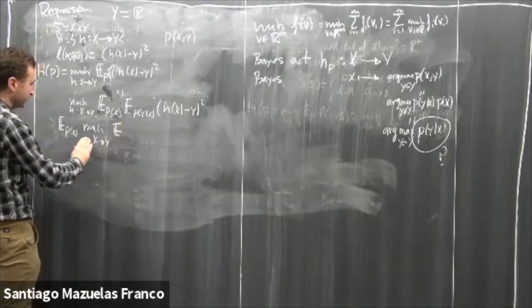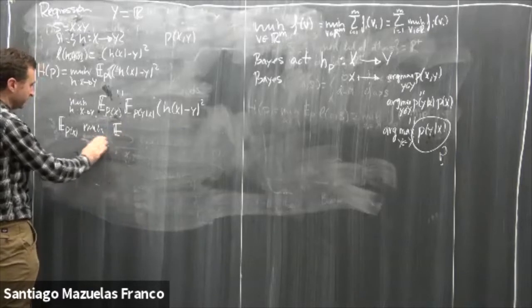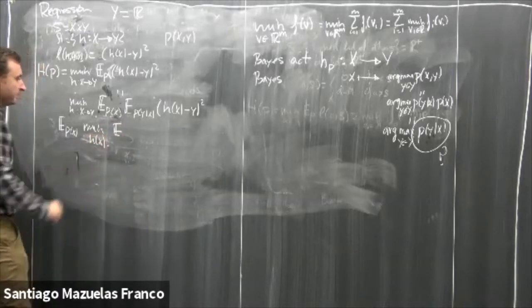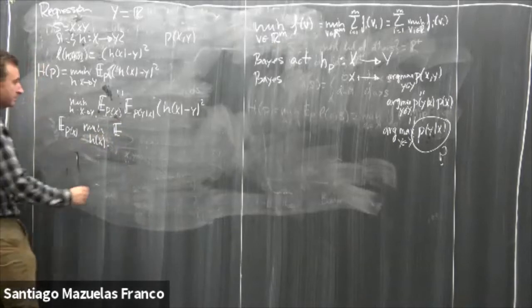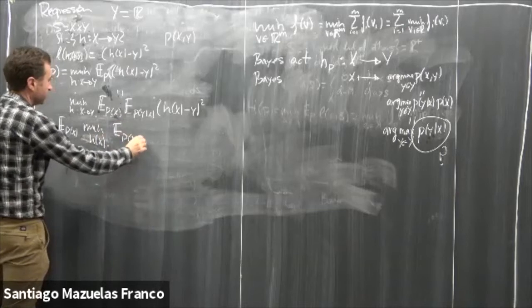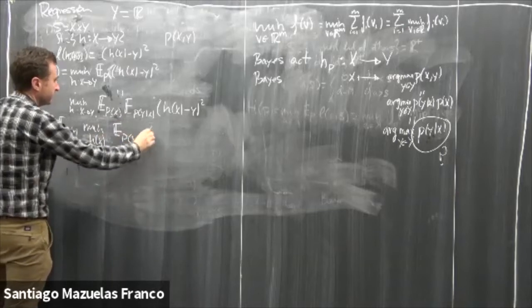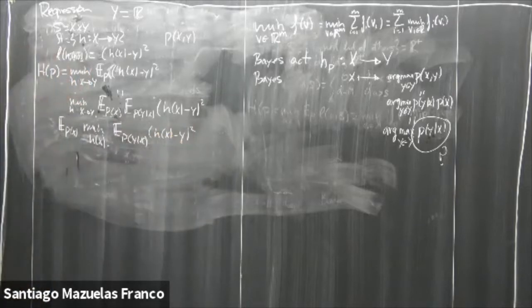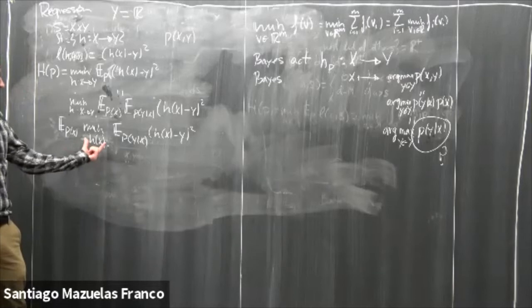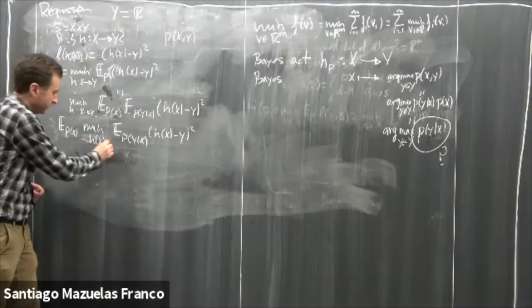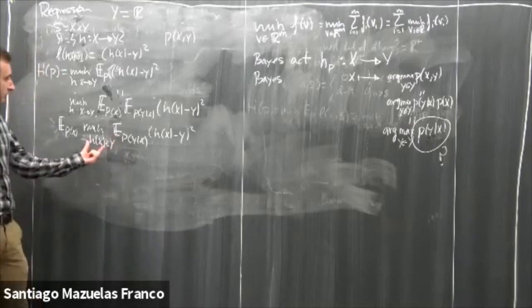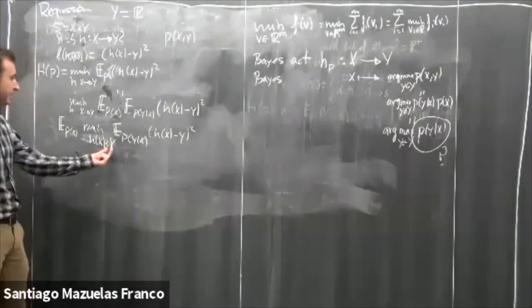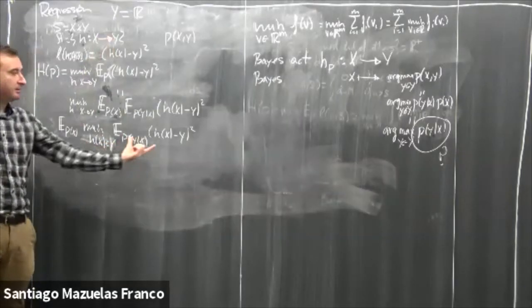Anyway, so we take the sum over the x's out, if you like, and now we are going to minimize for every x. If we minimize for every x, we just need to choose the image of h at every x. We have the conditional distribution of y given x and this square of the difference. And now we are basically done. So now we are trying to find, for every x, the number, a real number in this case, that minimizes this thing.